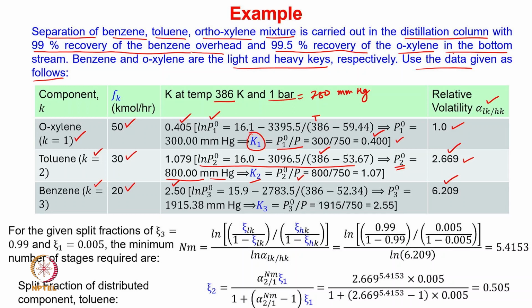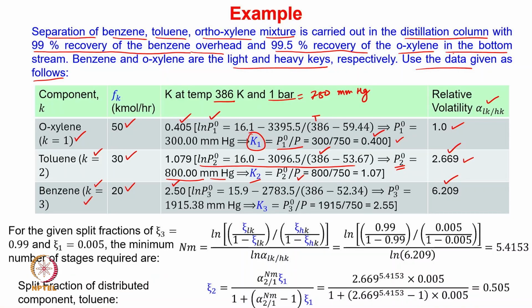Now remember, in the distillation calculation we have to specify the split fractions for the light key component and the heavy key component. In this case the light key component is benzene, isn't it? That is getting separated at overhead, so it's the light key component. Its split fraction is given as 0.99. This is the benzene, correct? And the heavy key component is orthoxylene, which is separated at the bottom and has a recovery of 99.5%. So that means in the top product the amount will be 0.005.